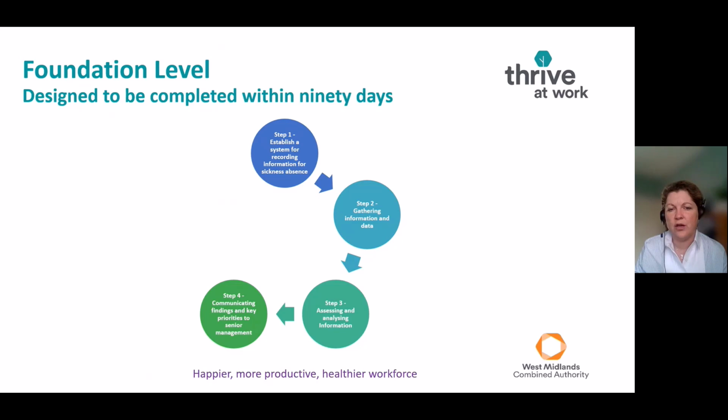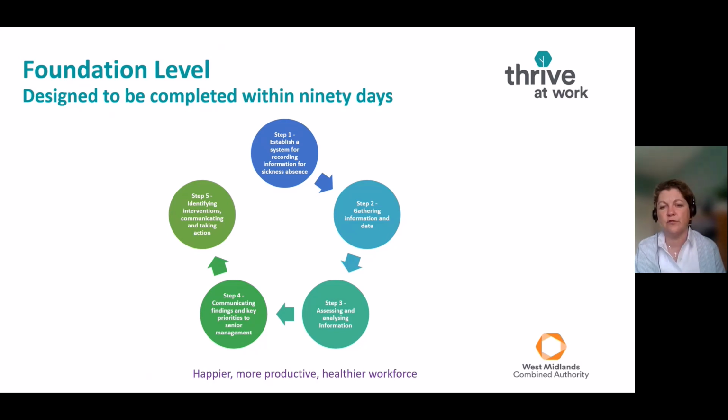Step 4, we then start to communicate our findings to the wider business environment and thinking about some additional stakeholders in our business. And then step 5 is then identifying and really translating from our trends and our priorities what our interventions can be. What's that practical thing that we're going to do in order to address that wellbeing need that we've identified? And again, communicating to the wider business team.